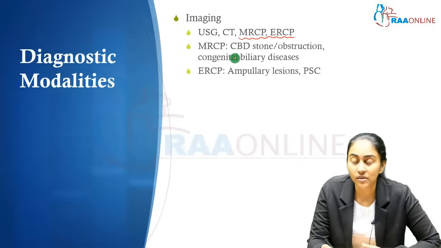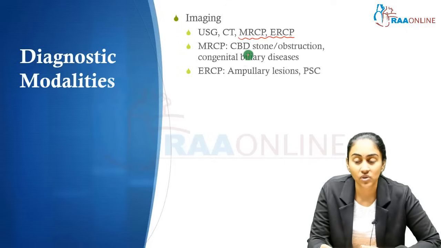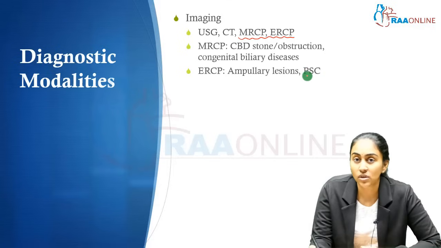MRCP is slightly better when it comes to common bile duct stone or common bile duct obstruction from other causes like either a stricture or a malignancy, and in looking at congenital biliary diseases. Whereas ERCP is better suited for ampullary lesions and particularly in patients with primary sclerosing cholangitis.